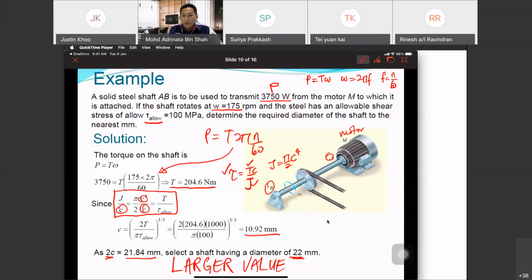If your calculation gives you 21.02, do not take 21. Go for the larger value, 22 mm. It is not rounding, okay, for the value, but the minimum value of your shaft. Right, so don't confuse. So this is how you calculate, how you determine your shaft diameter.